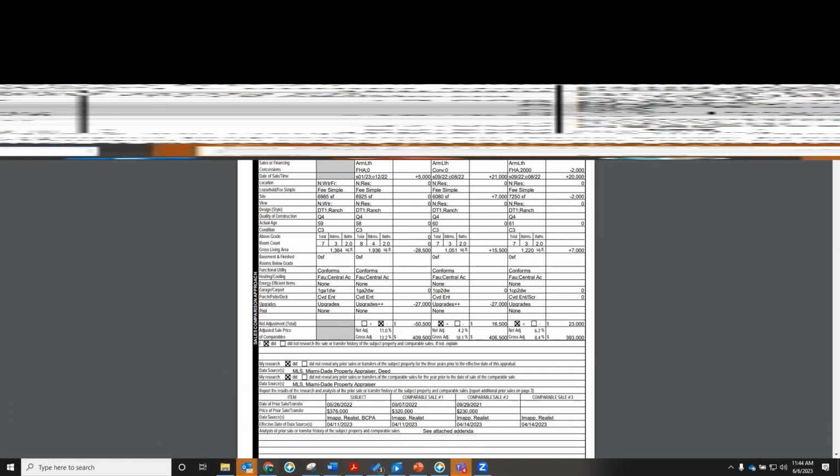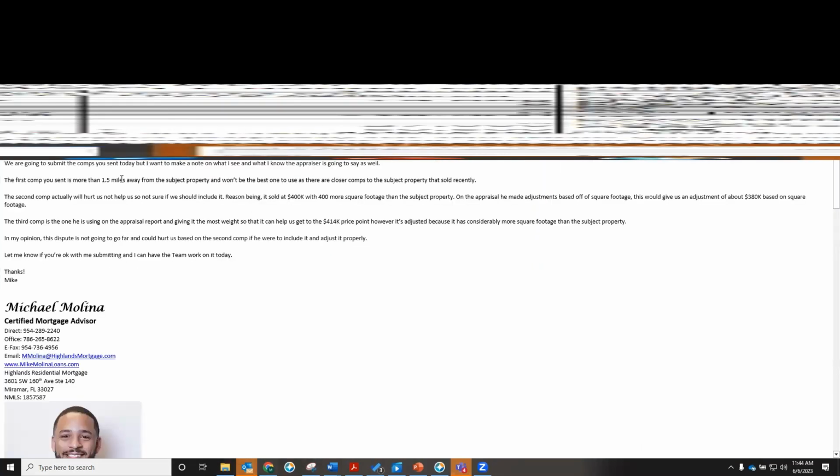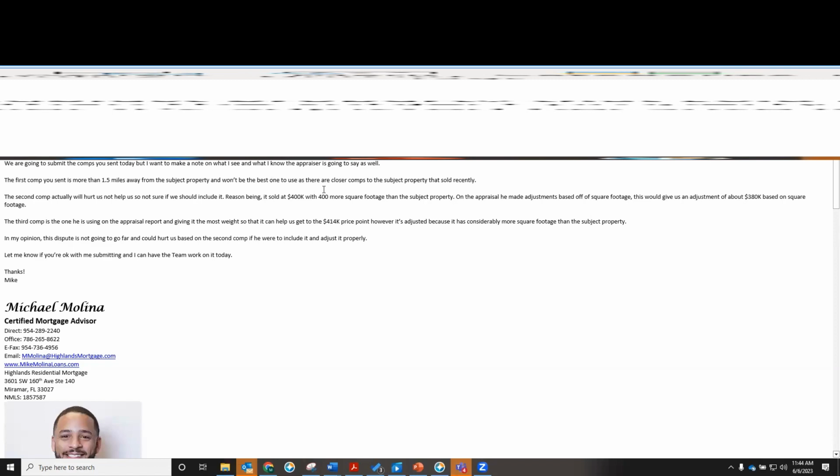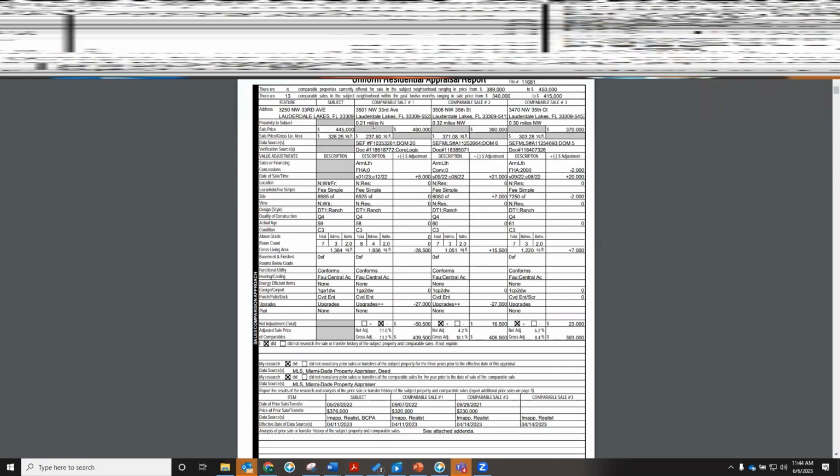Here it is. And so I did some due diligence as well, and I looked at the comps that they sent over, and I made my notes before I even submitted this appraisal dispute, because 9 times out of 10, the appraiser is right, right? The first comp you sent is more than 1.5 miles away from the subject property, and won't be the best one to use, as there are closer comps to the subject property that sold recently, right? So here on the appraiser's report, you see that they used a comp 0.21 miles away, 0.32 miles away, 0.30 miles away.